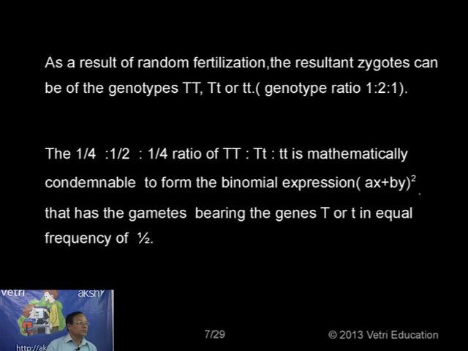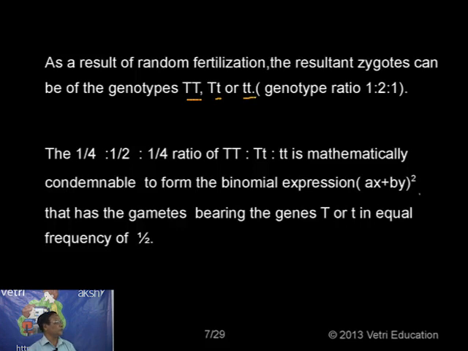Now, we come to the fertilization process. There is a probability, so each gamete has a chance of fertilizing. Suppose, for example, a sperm with a capital T has a chance of fertilizing an egg with capital T, and similarly it also has an equal chance of fertilizing an egg with a small t. So it is a random process, a natural process. As a result of this random fertilization, we have the resultant zygotes. These zygotes have the genotypes capital T capital T, capital T small t, and small t small t. So all three types of genotypes will be produced when fertilization occurs by a random process.